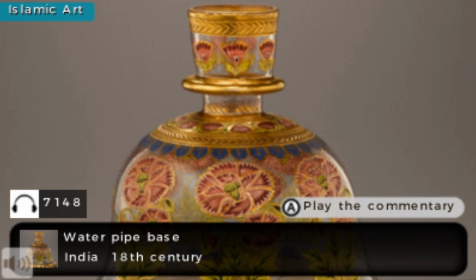Another feature that helps us to determine the date of this object is its bell shape. This shape appeared first in metalwork, and bell-shaped metal objects didn't appear until the mid-18th century.